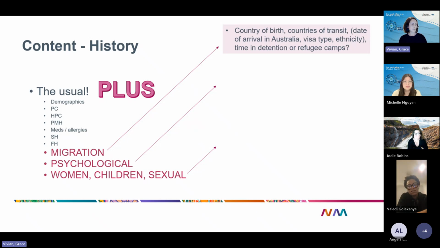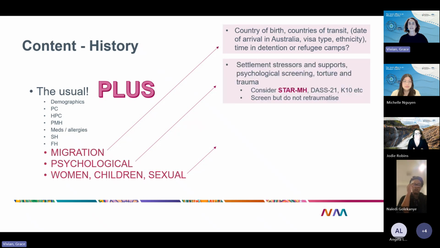Psychological history is one we really want to know about. So what's happening in their life now that they've come to Australia? What are the stresses and what are their supports? We do psychological screening, and for this, consider the STAR MH. Again, on the next slide, I'll show that to you. It stands for something really obvious. I think it's something like Screening Tool for the Assessment of Refugee Mental Health, and is validated and created especially for our clientele.